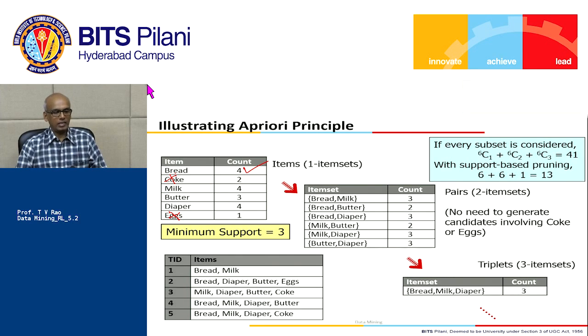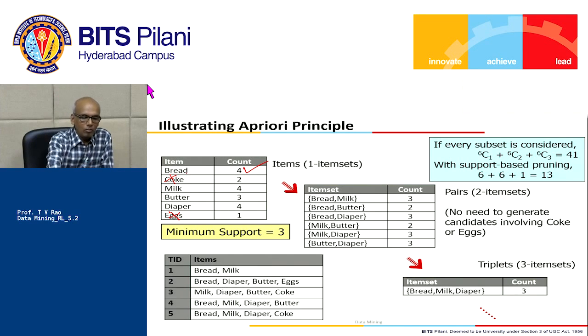And now we are doing a self join among these 4 item sets: bread, milk, butter, diaper. All of them have minimum support, and if any 2 item set is to be frequent, it will only come from these 4 items. So when we combine them, with 4 items we can create 6 combinations.